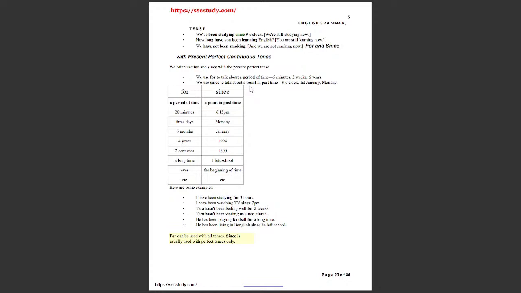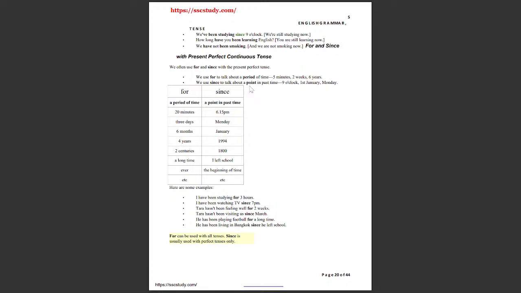The action happened in the past and continues now. He is still learning, right? We have not been smoking, and we are not smoking now. It means we have not been smoking in the past and up to the present.